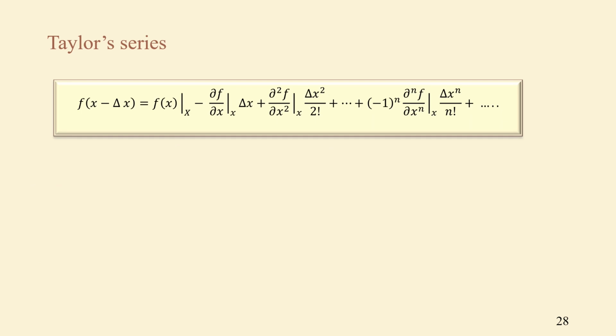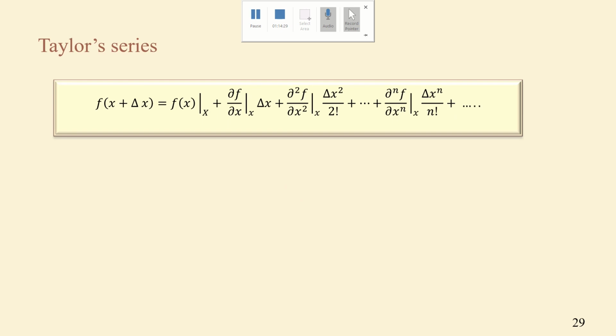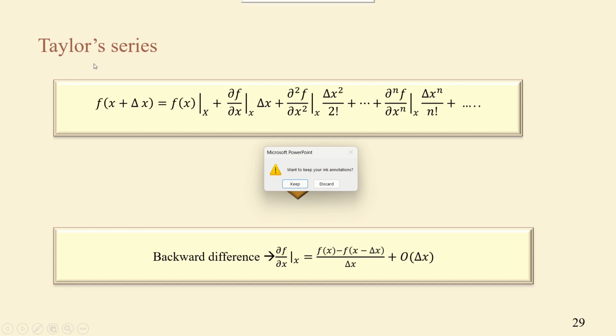So for example, Taylor series expansion gives... okay. Okay, one second, just give me a minute.